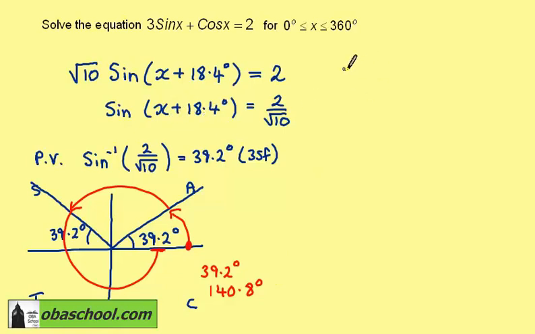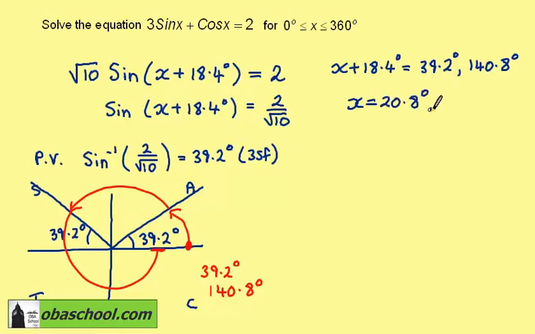So we now have that x plus 18.4 degrees is equal to 39.2 degrees, or 140.8 degrees. So to find x, we subtract 18.4 degrees from both values, giving us 20.8 degrees and 122.4 degrees.